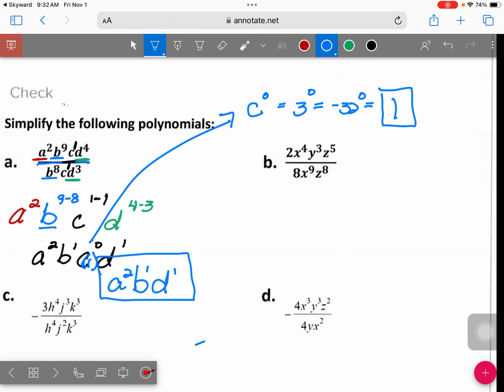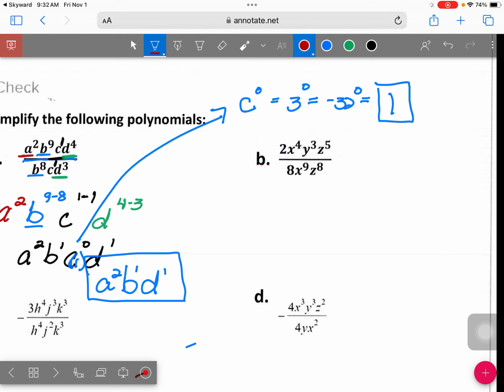Let's take a look at letter B. First of all, you are dividing. You've got numbers. 2 divided by 8. We're going to pull those out, keep those separate for a minute. I have x to the 4th divided by x to the 9th. They have the same base, so keep the base and subtract. 4 minus 9. Trust your process.